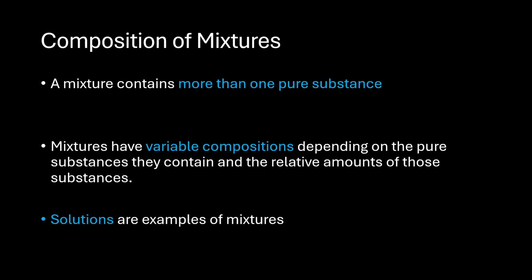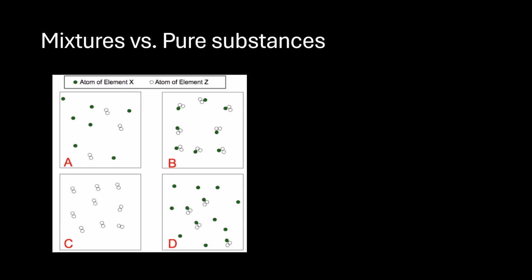Let's go ahead and look at what that looks like. We have mixtures versus pure substances on here, and we have 4 different examples. If you look at example A, we have atoms of element X, and we also have 2 atoms of element Z bonded together.